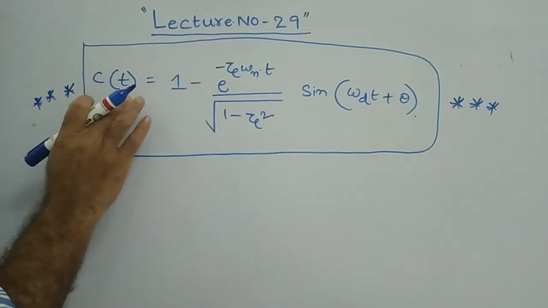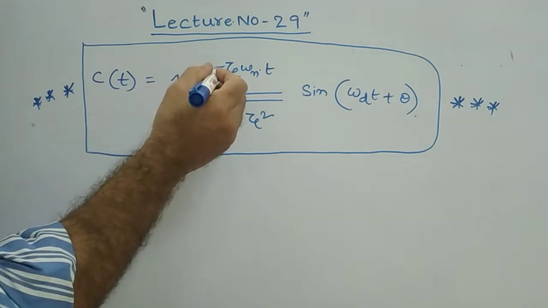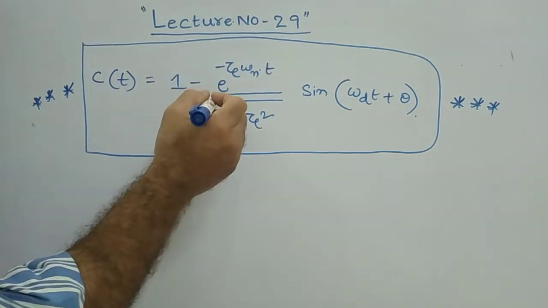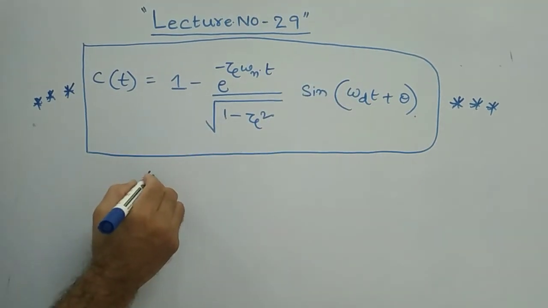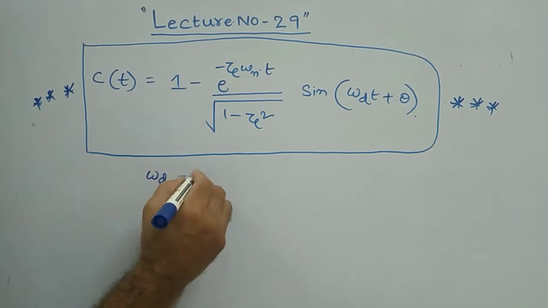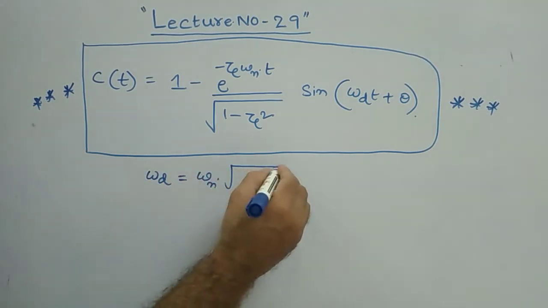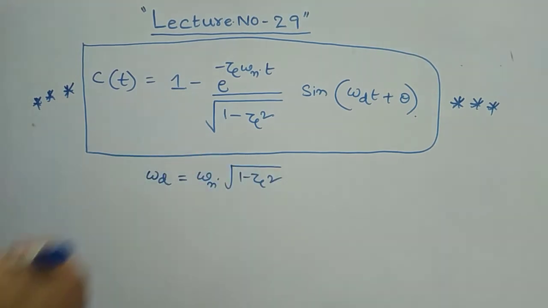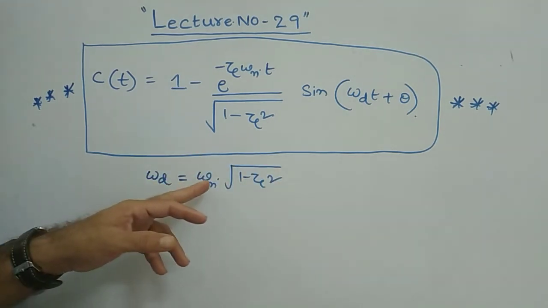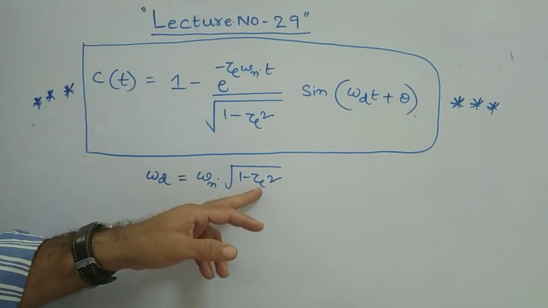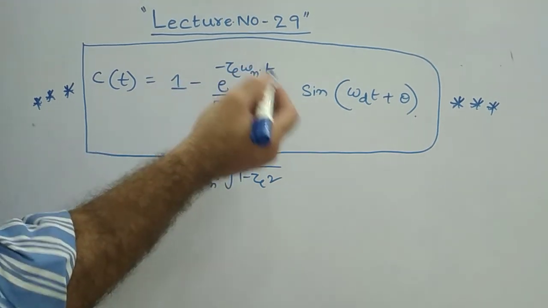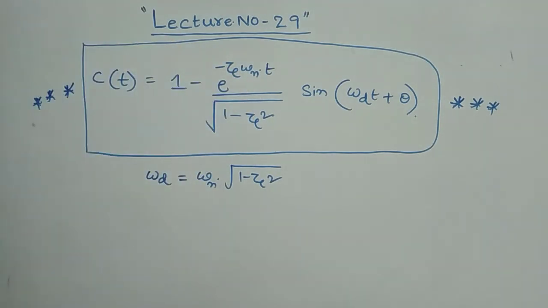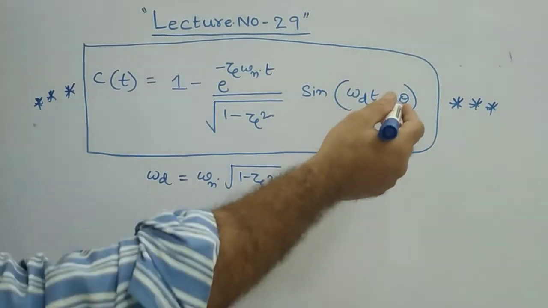So therefore C of t is equal to 1 minus e power minus zeta omega n into t by square root of 1 minus zeta square, sine of omega d t plus theta. What is omega d here? Omega d is nothing but, as we already know, omega n into square root of 1 minus zeta square. This is already seen. It is the damped natural frequency. Omega n is the undamped natural frequency, and zeta is the damping factor or damping ratio. Okay, omega d I have already explained. What is theta?